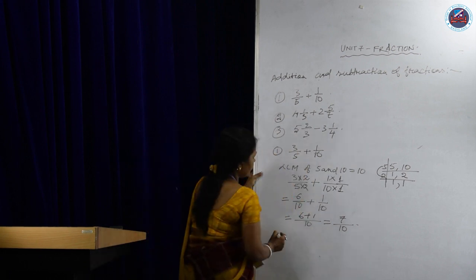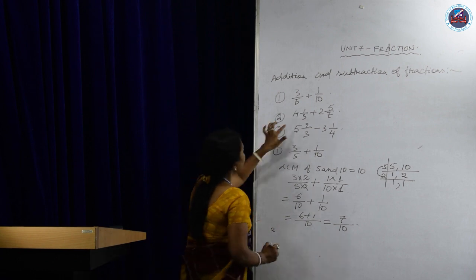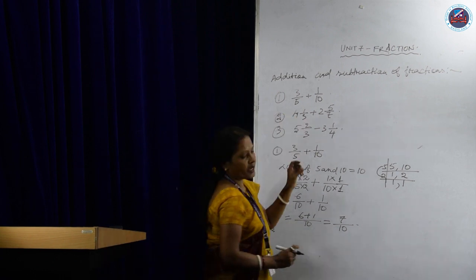The next question is 4 and 1 by 3 plus 2 and 5 by 7.